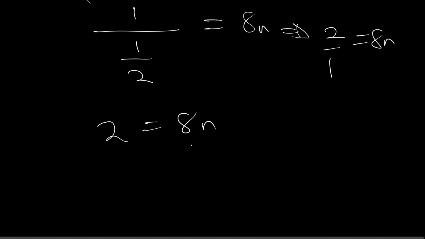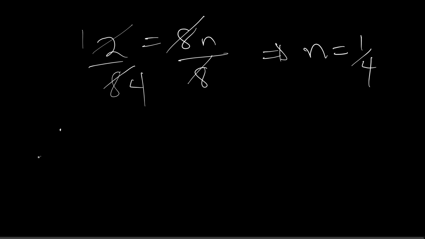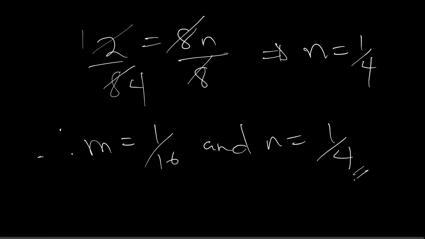To find n, we divide both sides by the coefficient of n, which is 8. 8 cancels 8. 2 goes into 8 4 times. So our n will be equal to 1 over 4. So therefore, our m is equal to 1 over 16 and n is equal to 1 over 4. This brings us to the end of question 8B and the end of question 8.